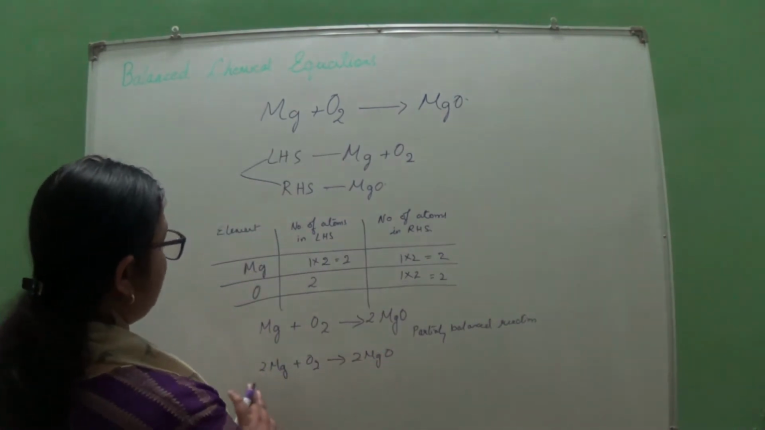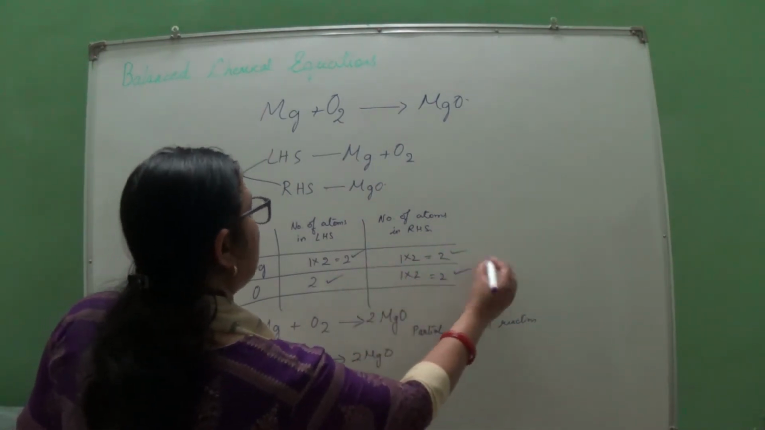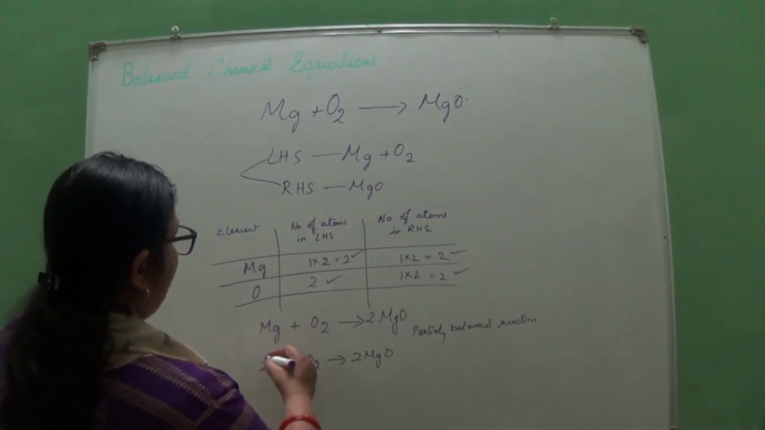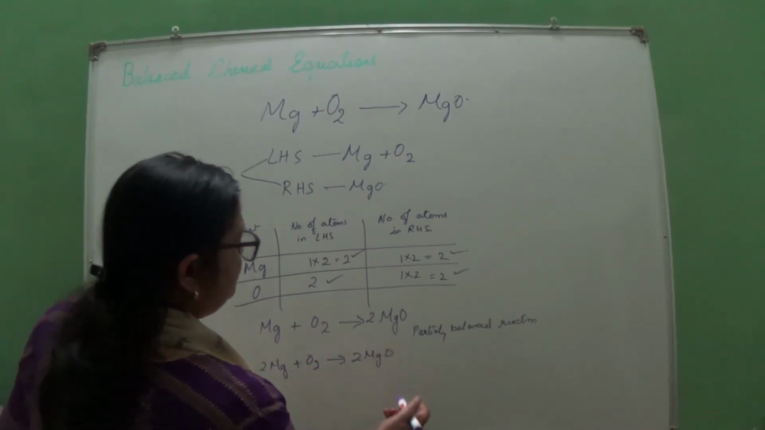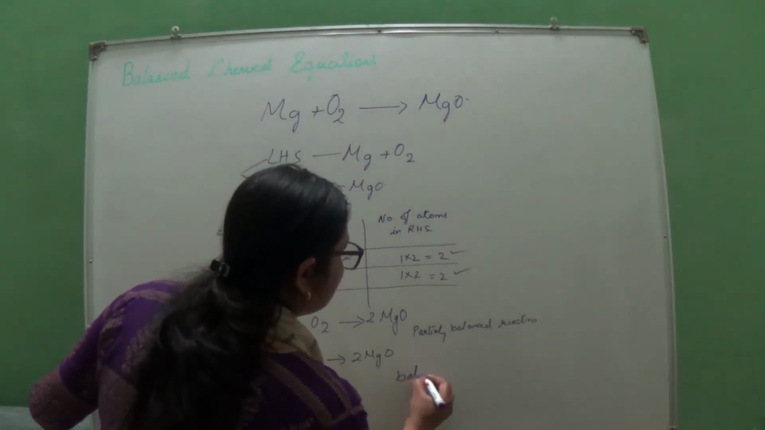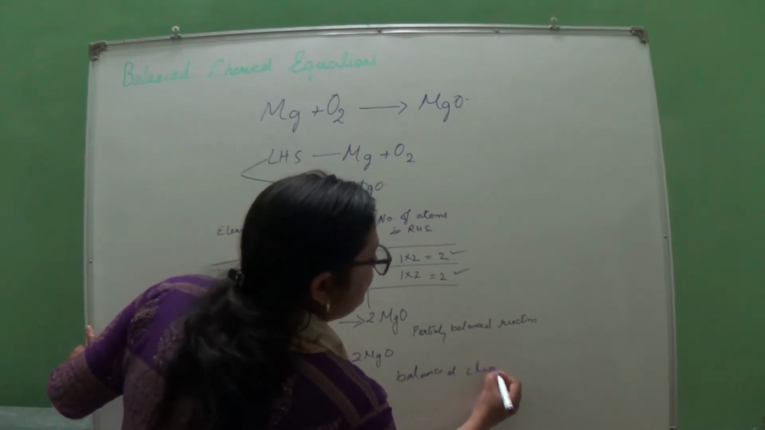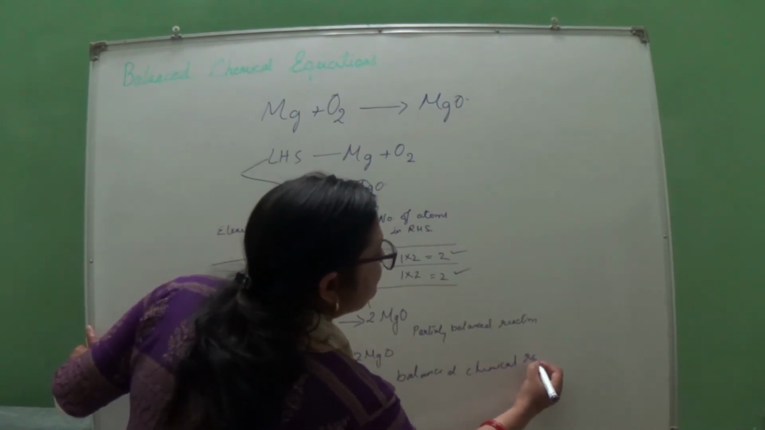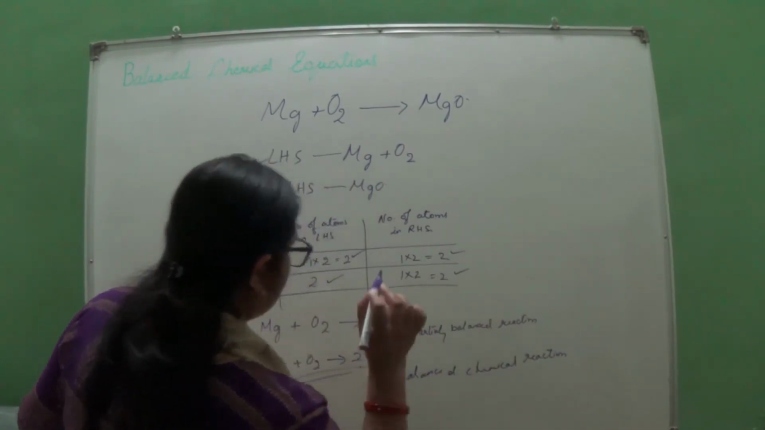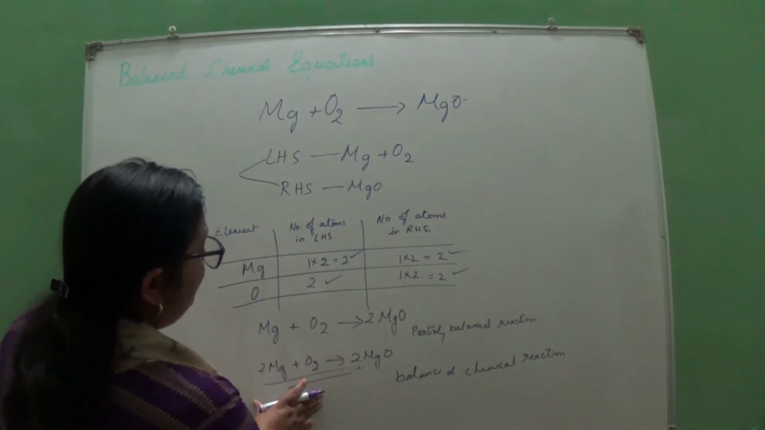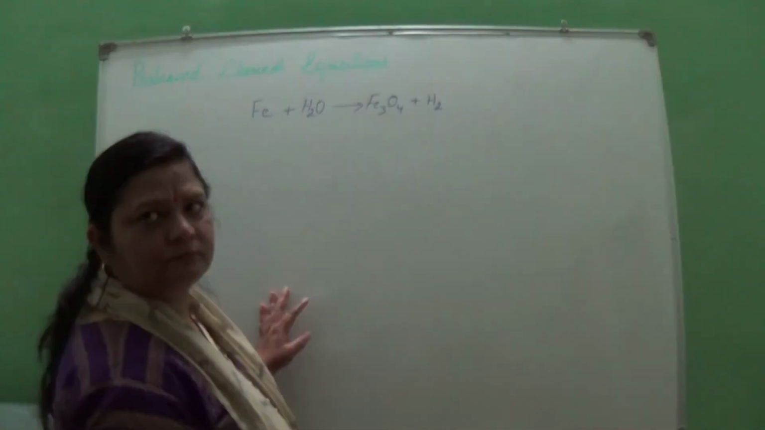Now count the atoms. On the left hand side 2, right hand side 2, left hand side 2, right hand side 2. Here also you can see 2 magnesium, oxygen 2, oxygen 2. So this is a balanced chemical reaction. And it has been totally balanced over here, as the number of atoms of the elements on the left hand side is equal to the number on the right hand side.